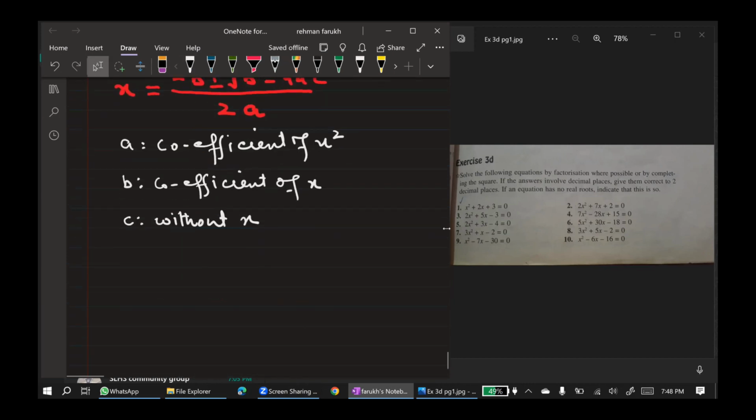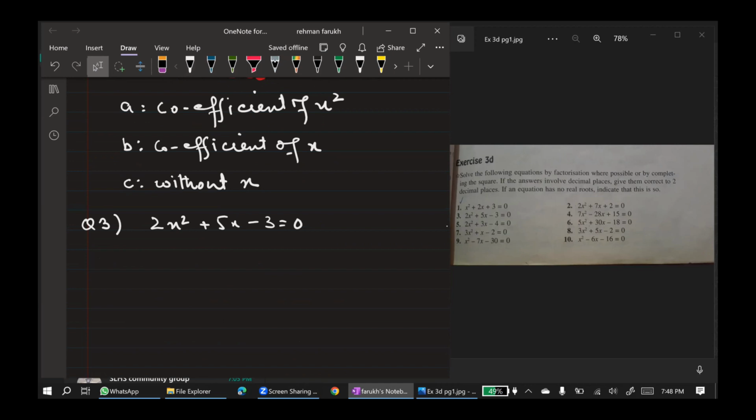Now I will solve question number 3. Question number 3 is 2x square plus 5x minus 3 is equal to 0. We will compare this one with ax square plus bx plus c and write down the values of a, b and c.